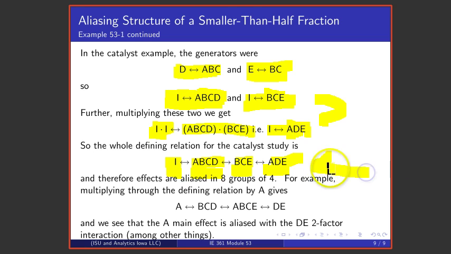This is the defining relation. If I multiply through that defining relation by A, I see that the A main effect is aliased with a 3-factor interaction, a 4-factor interaction, and a 2-factor interaction. So that's the same kind of method that was used in the case of half fractions. It now just gets extended to more letters and more products in that defining relation.